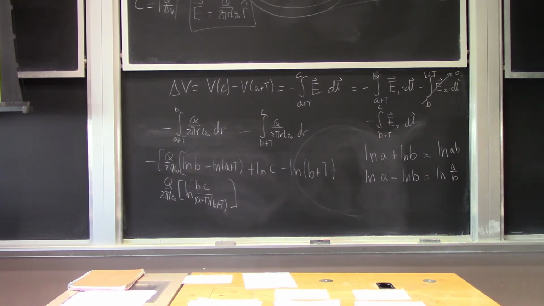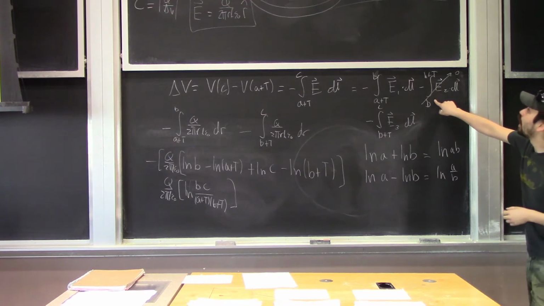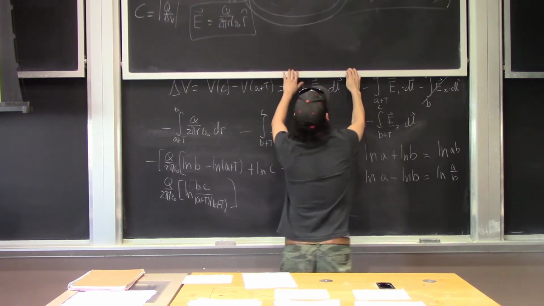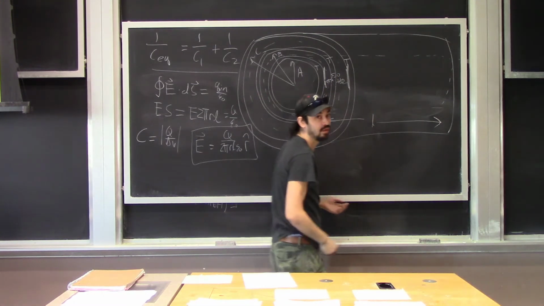Question? Yeah. I hate to ask you to repeat yourself, but why are we canceling out that integral from b to b plus t? This one, because the electric field, this is the portion that's inside a conductor. Oh. Yeah, so the electric field is 0. Other questions?